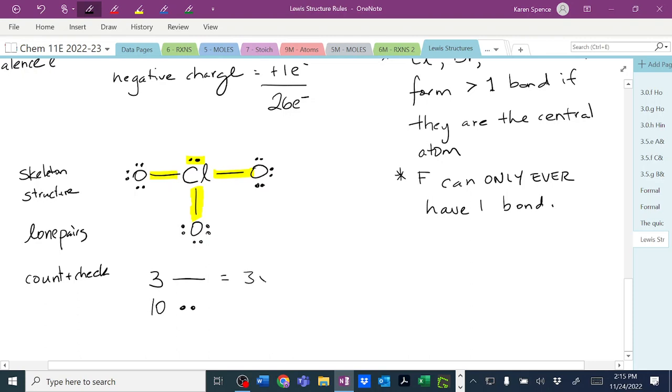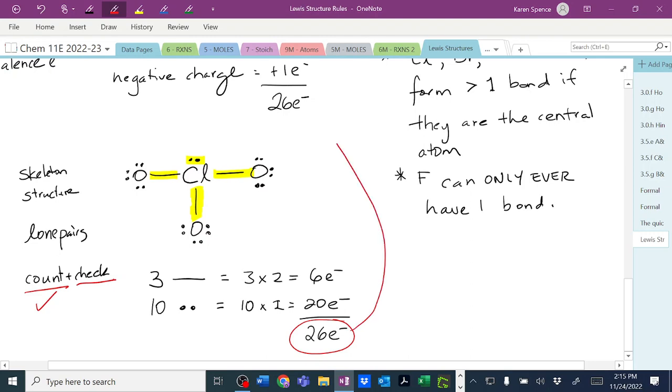So that's going to be 3 times 2 is 6, and 10 times 2 is 20. And that gives us 26 electrons. And then we go, okay, we have counted. Now we are going to check. What are we checking it with? We're checking back here. Look at that! Huzzah!